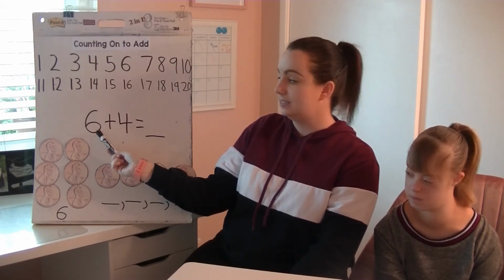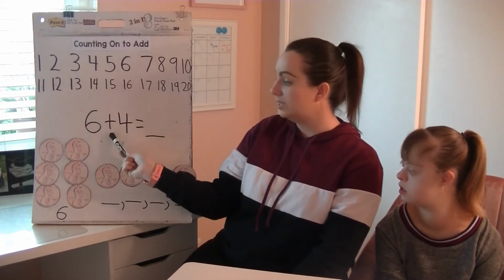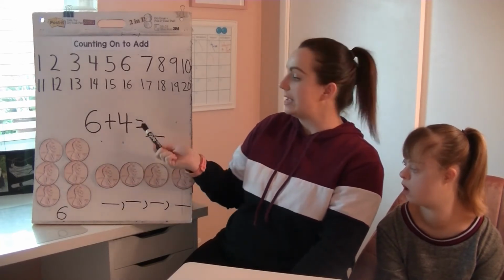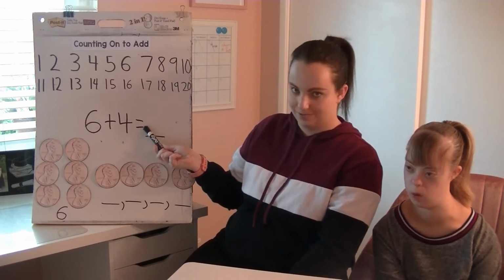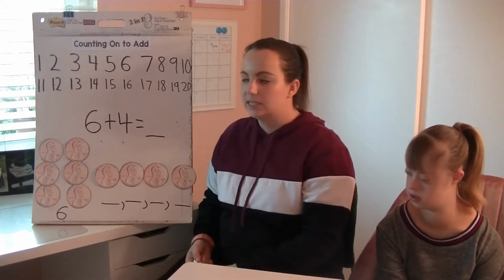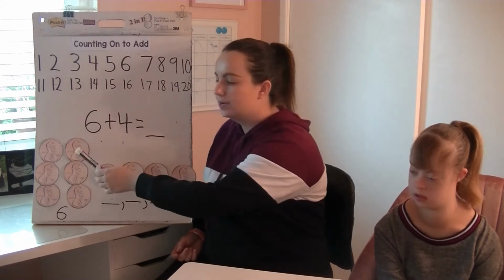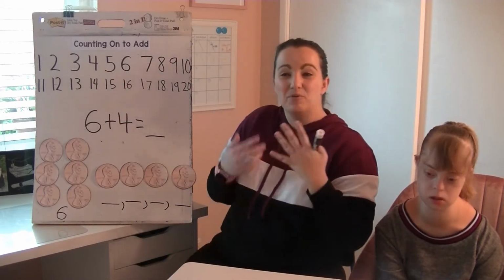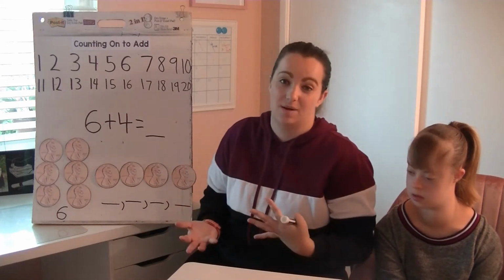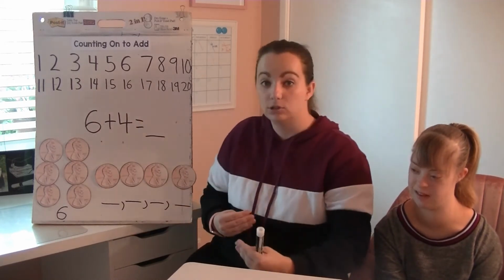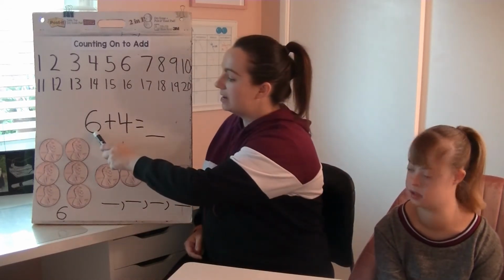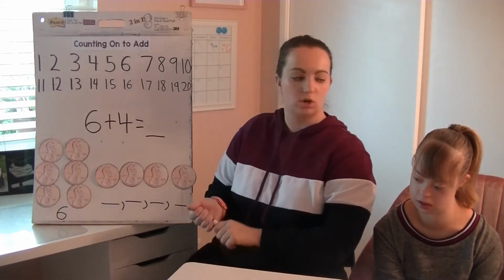It says 6 plus 4 equals. Okay. We could sit here and go 6 plus 4 equals 1, 2, 3, and keep counting all of them, but that would take longer time. So let's count on. How many do we know we start with?